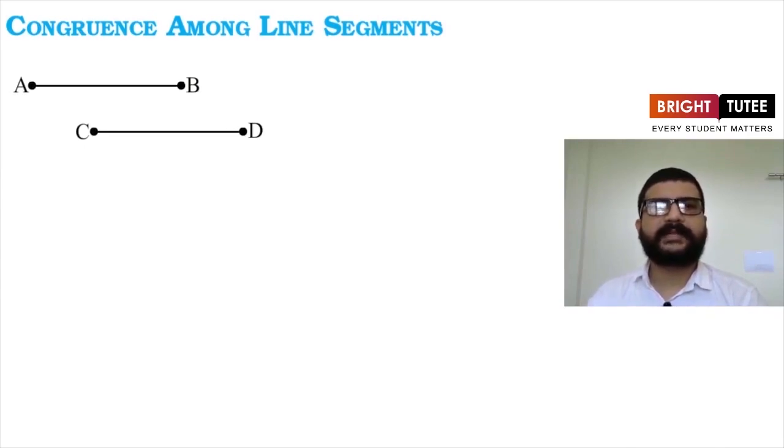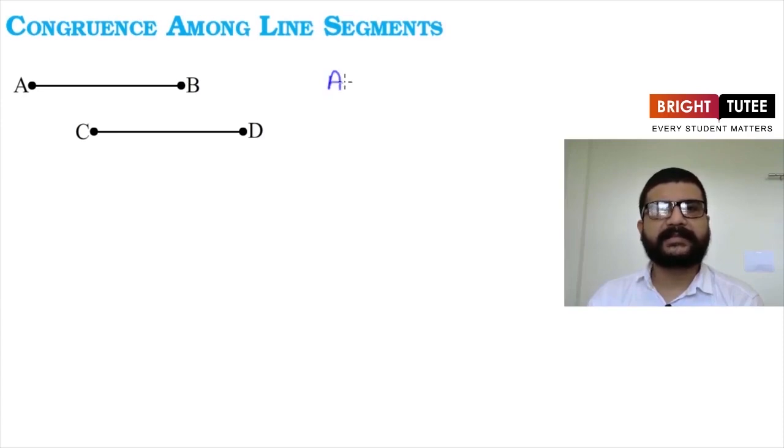So here are the two line segments AB and CD. So what do you think? Are they congruent? Now how to check? So let's do one thing. Let's take a trace copy of CD and try to place it over AB. If it completely covers AB, then it means these two line segments are congruent.